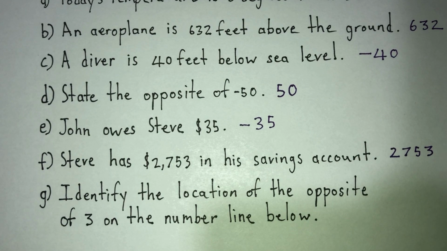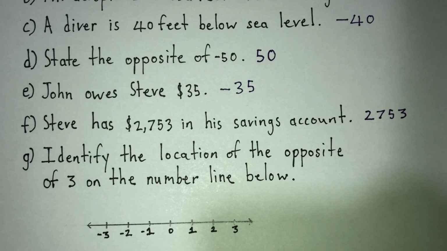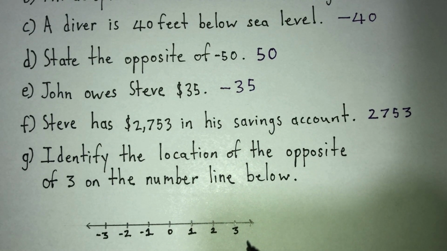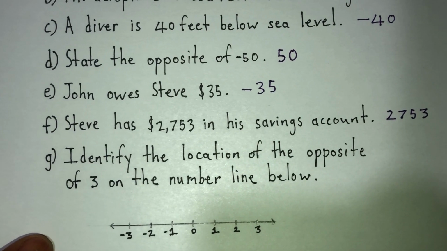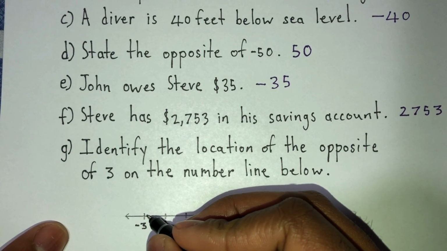Question G. Identify the location of the opposite of 3 on the number line below. Alright, so we need to locate the opposite of 3. First, let me show you the number line. Here is our number line. The opposite of 3 is negative 3. Therefore, we need to find negative 3 on the number line. And here is our negative 3.